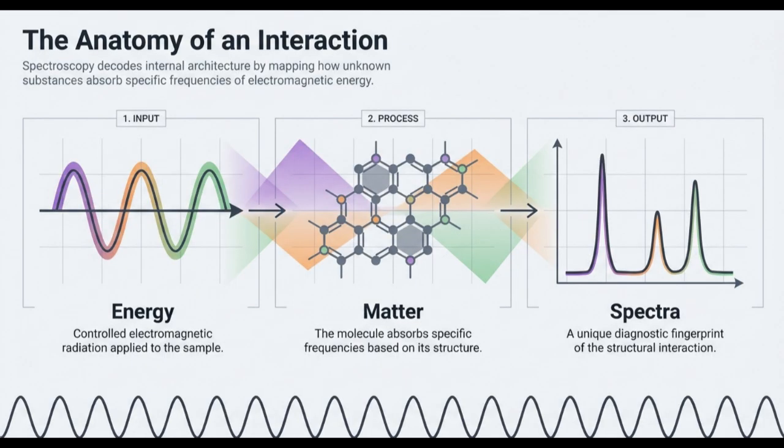Every spectroscopic experiment follows the same three-step pattern. First, we apply controlled electromagnetic radiation to the sample, choosing a specific range of frequencies depending on what we want to learn. Second, the molecule absorbs specific frequencies based on its internal structure. Each absorption event corresponds to a particular energy transition, such as an electron jumping to a higher orbital or a bond vibrating more vigorously. Third, the instrument records a unique diagnostic fingerprint of the structural interaction, which we call a spectrum. No two different molecules produce exactly the same spectrum, which is why spectroscopy is so powerful for identification.